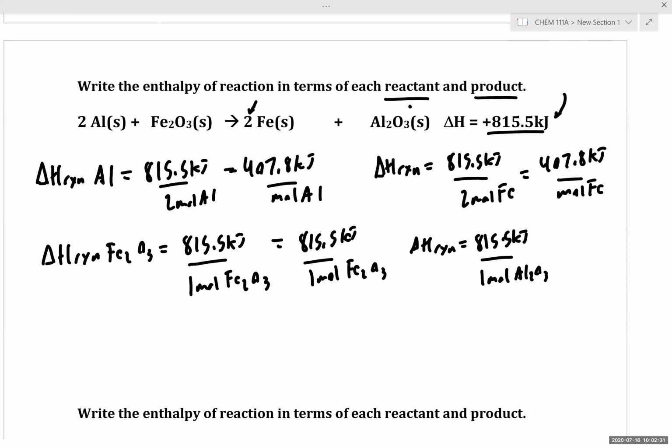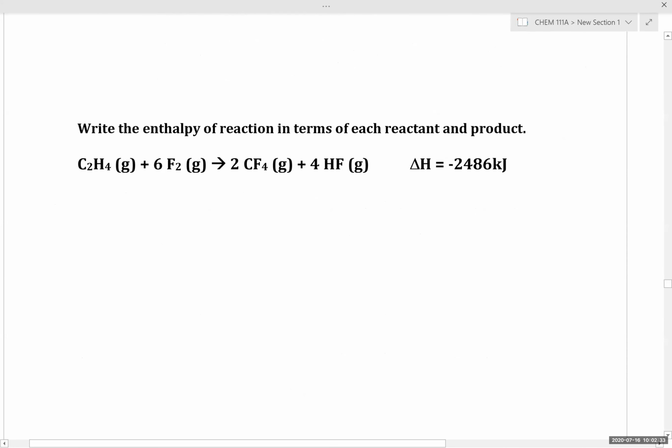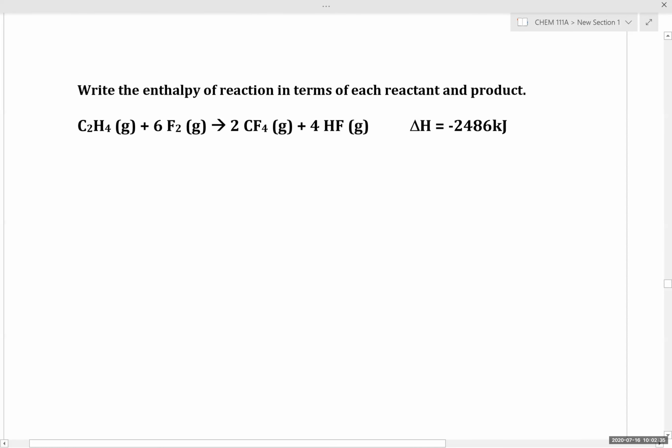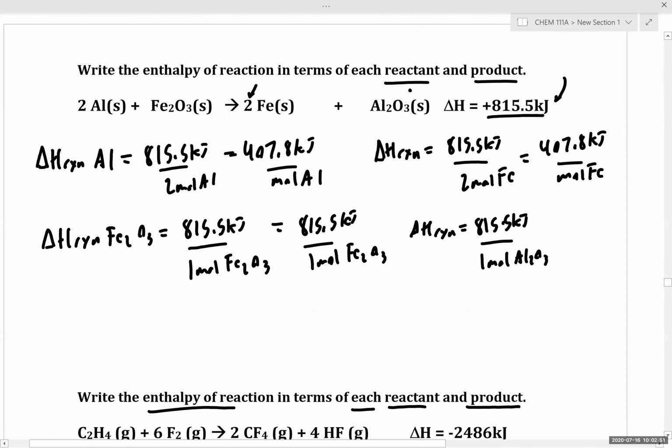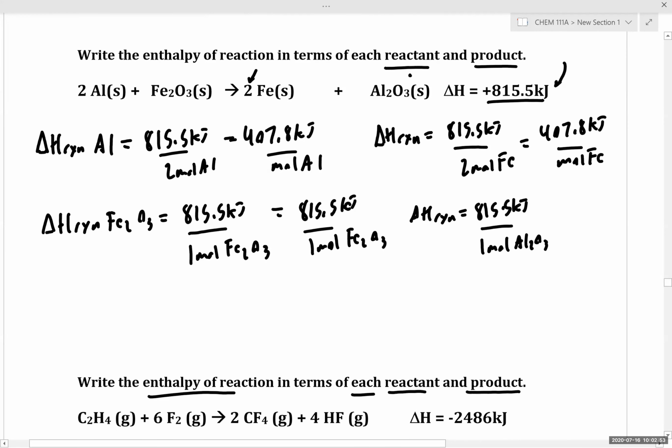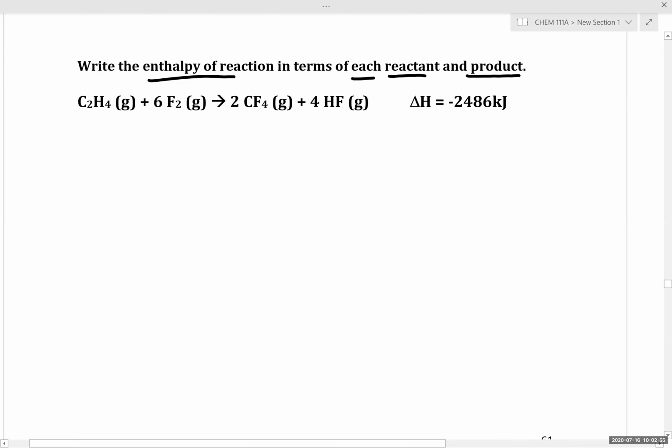So to test our understanding, let's look at the following reaction and let's write the enthalpy of reaction in terms of each reactant and product. So let's spend about 4 minutes on this example. I'd like you to write the enthalpy of reaction in terms of each reactant and product. And we'll discuss this example momentarily.